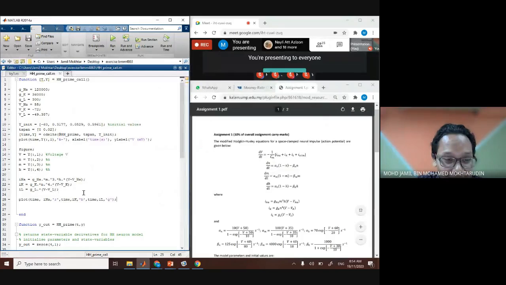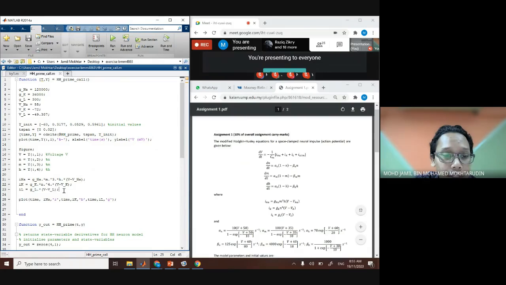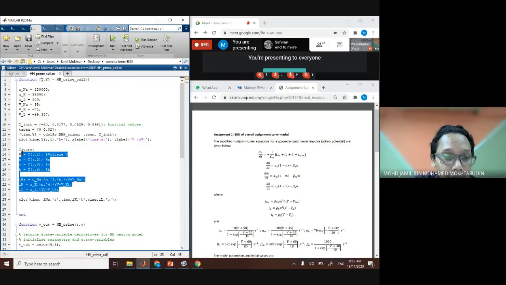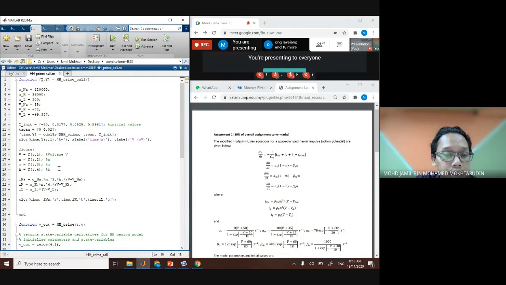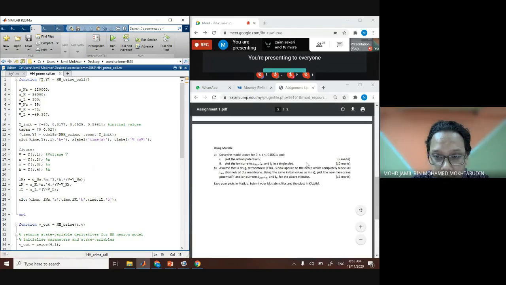Okay, so this is how you calculate something that is not solved from the ODE. The ODE only solves for V, N, M, and H, but for the currents you need to recalculate. So to recalculate, you just add a few lines. Meski 3 line je, yang ni boleh delete, tak payah, tapi kita buatlah untuk bagi clear apa benda yang berlaku. So that's question A basically.